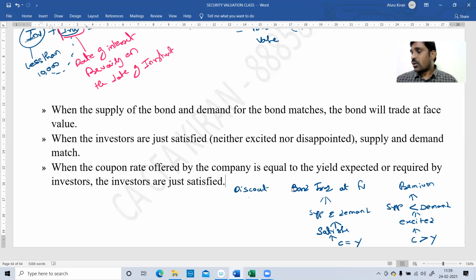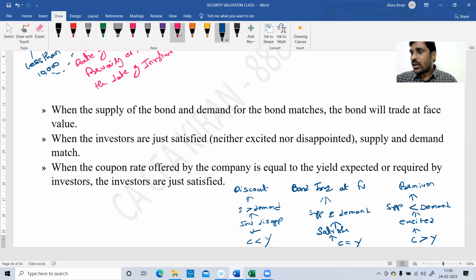Then the bond trades at a discount. Discount is when the supply is more than demand. When this happens, the investors are disappointed, because the coupon paid by the company is less than the yield required by them. This is our fundamental concept.